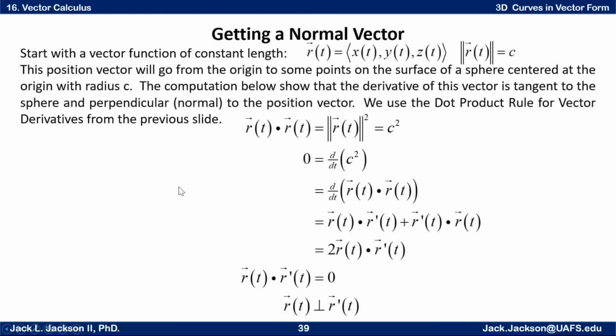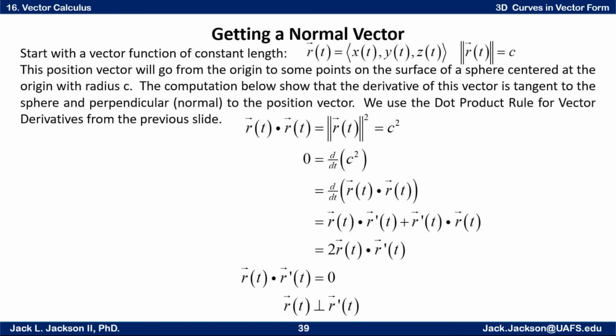Suppose we start with a vector that's a constant length. Let's say R is given by x of t, y of t, and z of t, but the norm of R of t is some constant number c. So it's not changing as we change t around. That length is staying the same, which means we're tracing out some path on the surface of a sphere centered at the origin of radius c. So the computations we're going to show below will show that the derivative of this vector is going to be a vector that's tangent to the sphere and perpendicular, or normal, to the position vector.